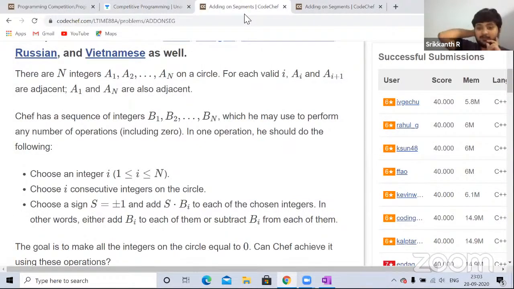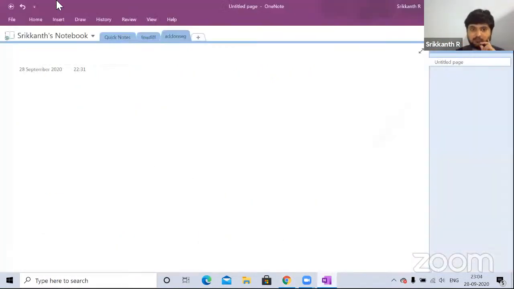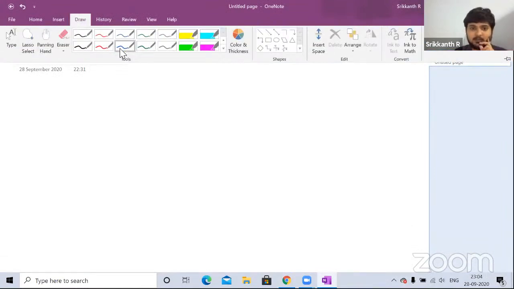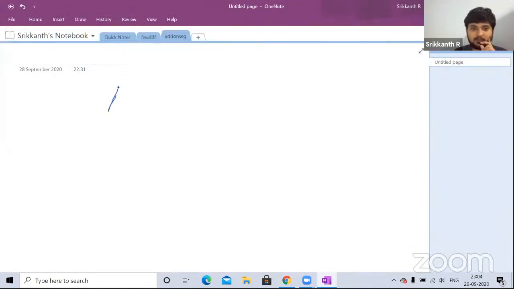So coming to the problem. The problem statement is simple. You're given a circular array with n elements, let's say A1, A2, and so on till AN. By circular, it's pretty evident: after the nth element, you come back to the first one, and so on.